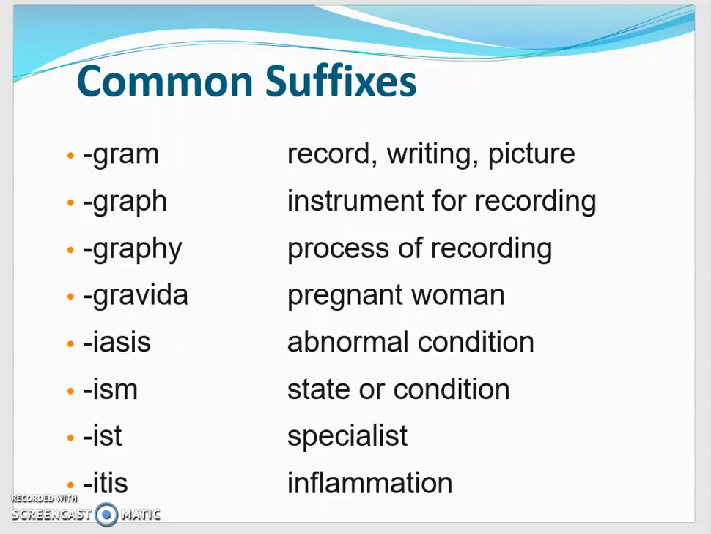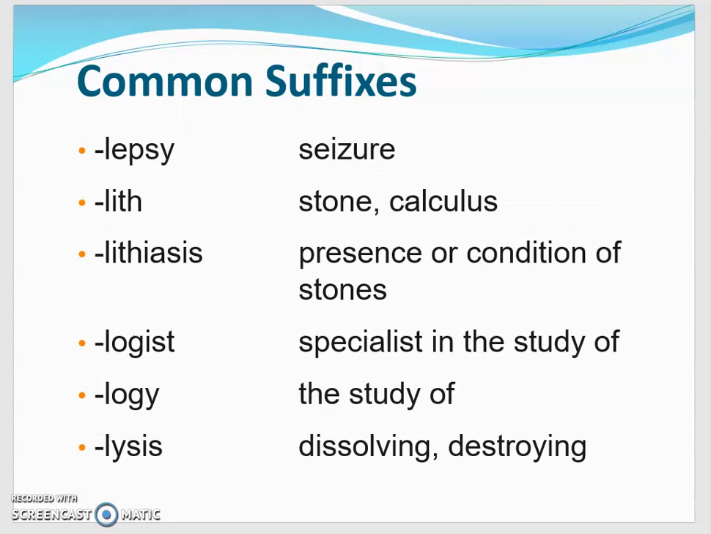Iasis means abnormal condition. Ism means state or condition. Ist means specialist. And itis means inflammation. Just moving back to ist for a moment, you notice ist is at the end of the word that defines it. So ist is at the end of the word specialist. So hopefully that will help make a correlation for you. Lepsy is seizure. Think epilepsy. Lith is our medical suffix that means stone or calculus.